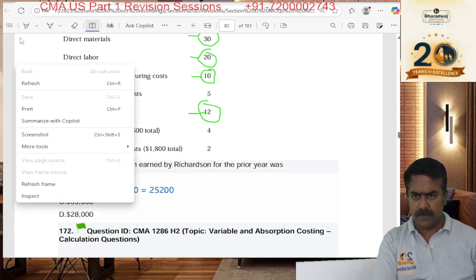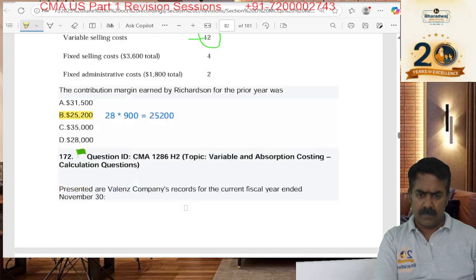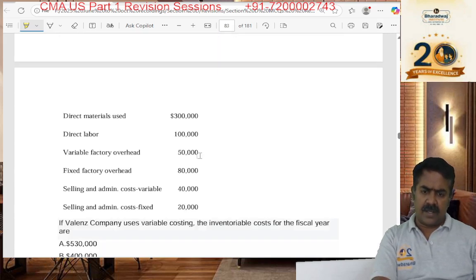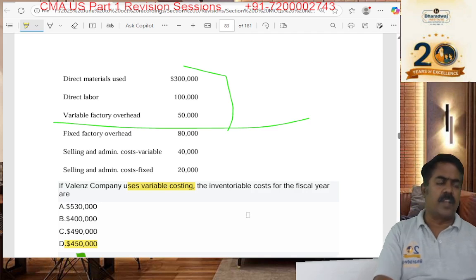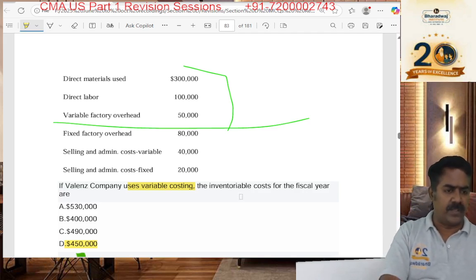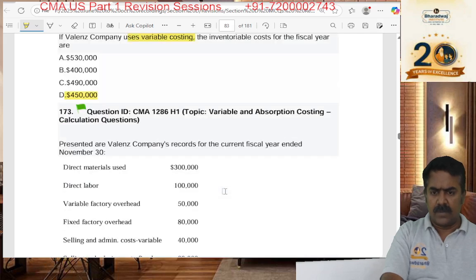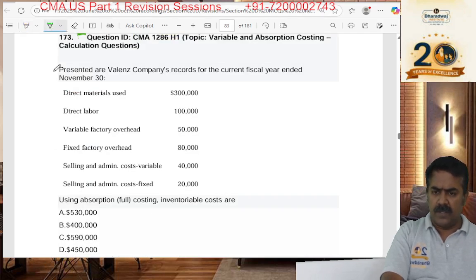This is B. Direct material, direct labor, variable overheads, fixed overheads, variable cost. We use variable costing, so we'll take what? 4 lakh 50,000. Full costing, we include what? Fixed overheads also. 4 lakh 50,000 plus 18,000, 5 lakh 30,000.